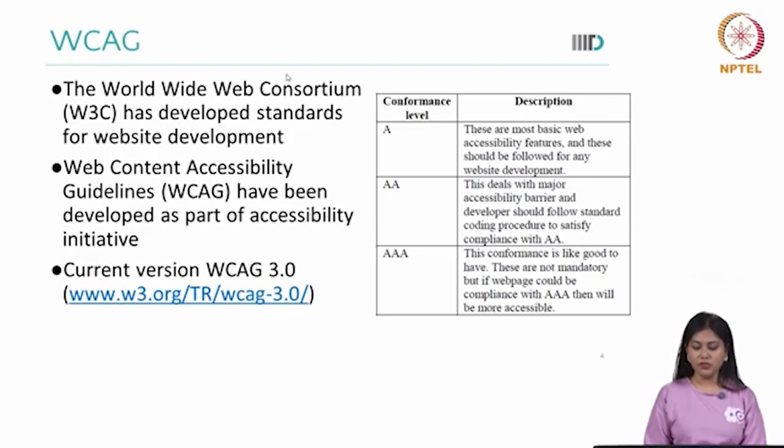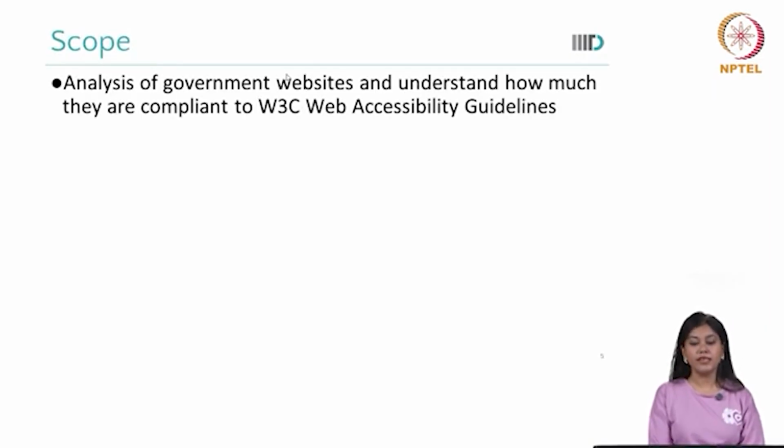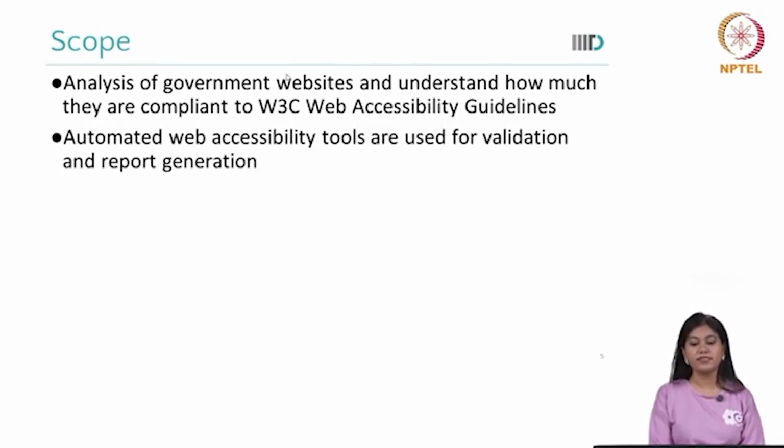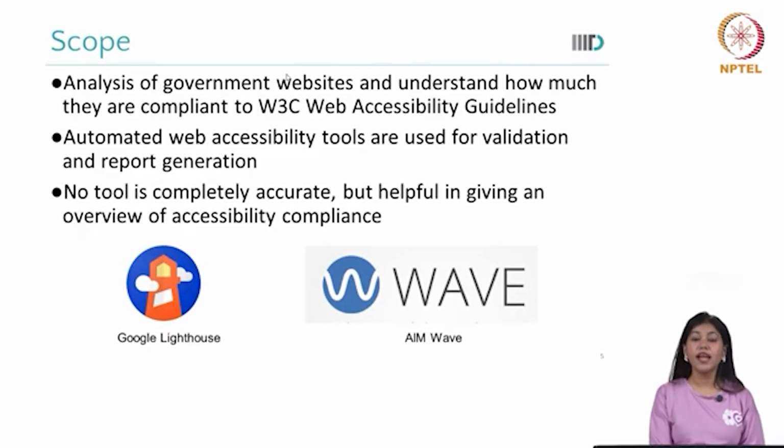Now, coming to the scope: analysis of government websites to understand how compliant they are with W3C web accessibility guidelines. Automated web accessibility tools are used for validation and report generation. We know that no tool is completely accurate, but to understand to some extent the accessibility of the websites, we still need some tools. As I said, automated tools are used, but they are not fully accurate. Here we are using Google Lighthouse and Wave.